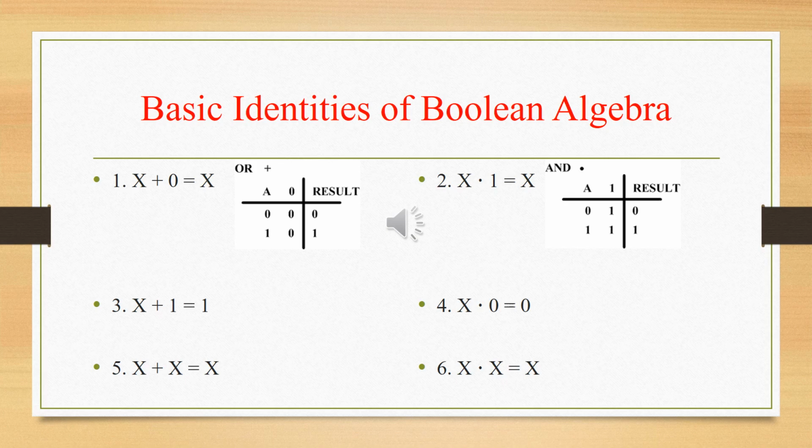So x plus 0 is equal to x, and x plus 1 is equal to 1, and also x plus x is equal to x. When two common variables are added, we will get the same variable as output. Similarly, x into 1 is equal to x, and x into 0 is equal to 0, and x into x is equal to x. So all these identities you have to remember.